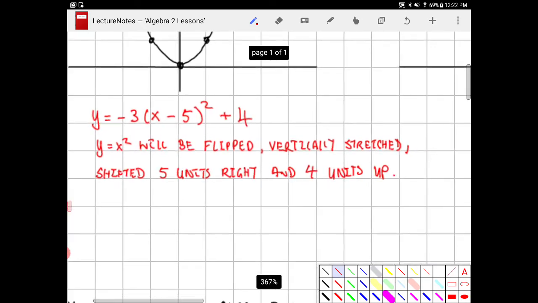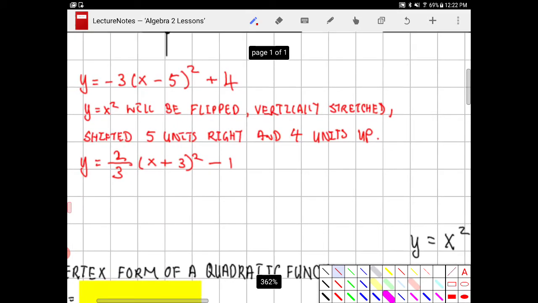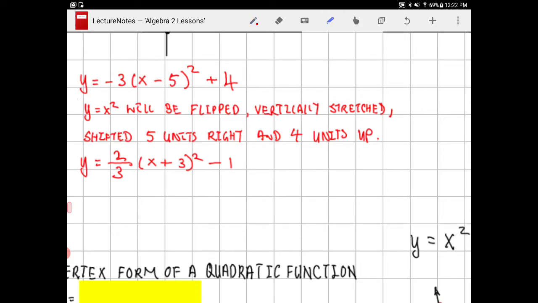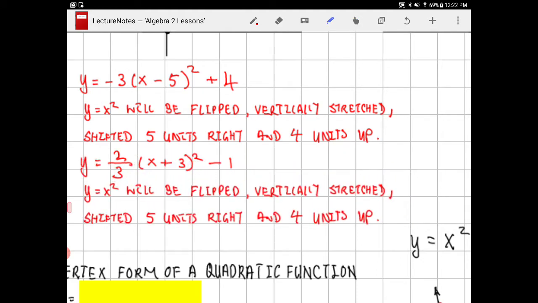Okay? And then similarly, if I have, let's say, y is equal to 2/3 times (x plus 3) quantity squared minus 1. Pause the video to see if you can describe what's happening here. So hopefully you guys had some time to think about this. So the format is going to be really similar to the previous one, although I am going to modify this.